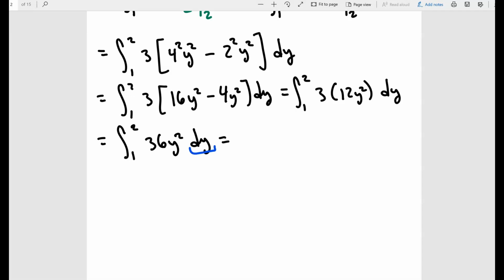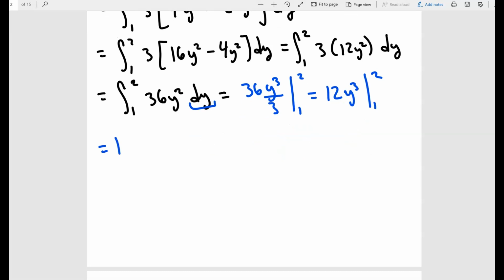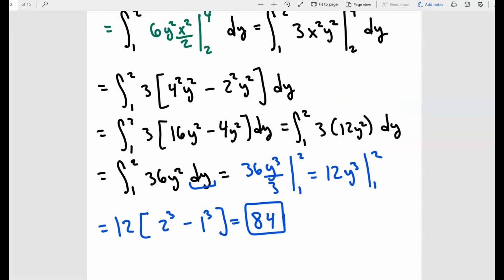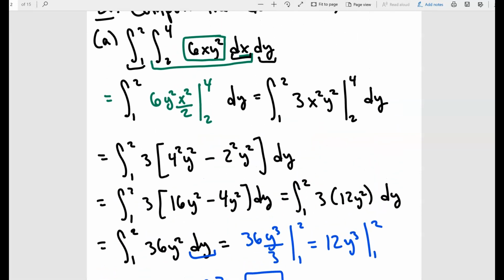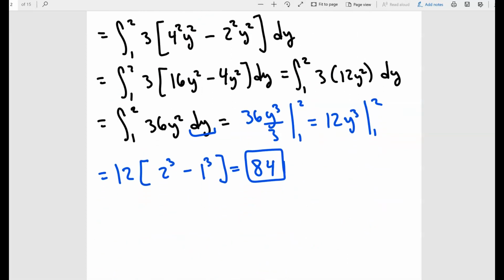Okay, so the antiderivative of this is going to be 36 y cubed over 3 from 1 to 2. So this is going to give me 12 y cubed from 1 to 2. I'm going to use the fundamental theorem of calculus. 12, then I'm going to plug in 2 cubed minus 1 cubed. When I evaluate that out, I'm going to get 84. So the volume of this particular function under these limits of integration is going to be 84. That's the volume. So that's what you're really calculating.